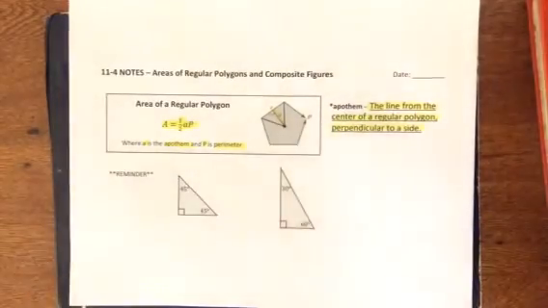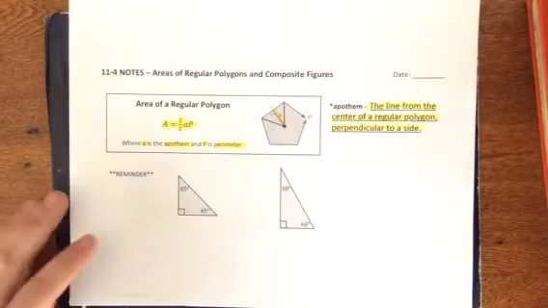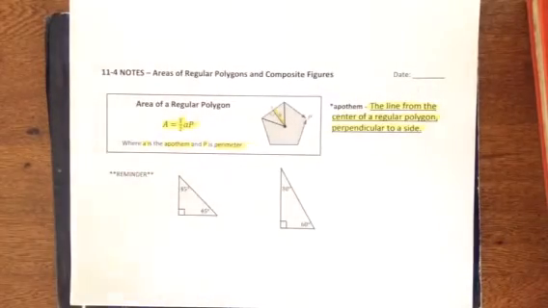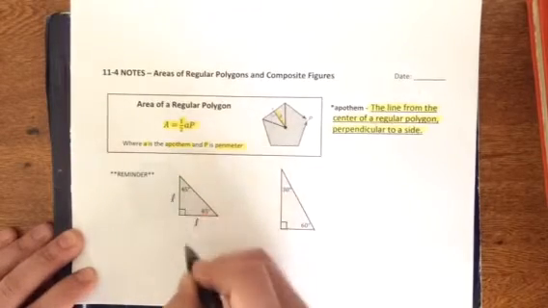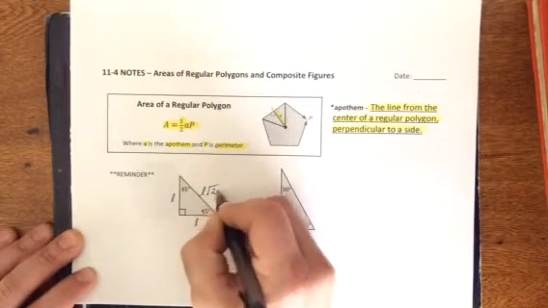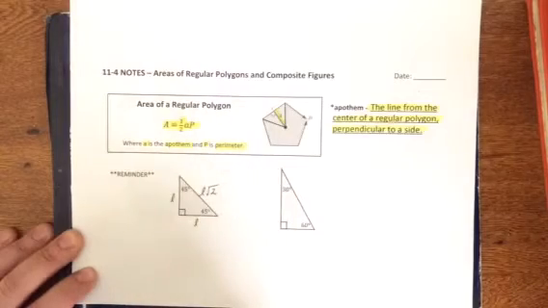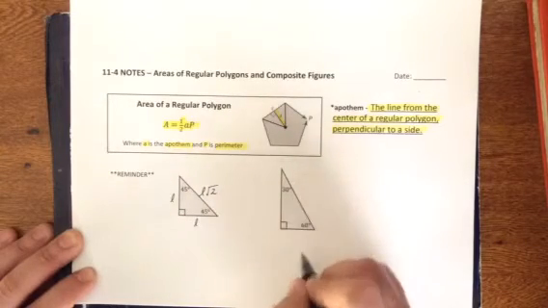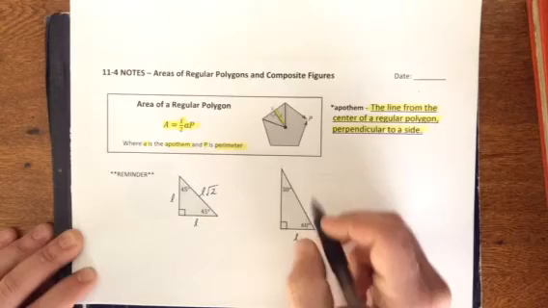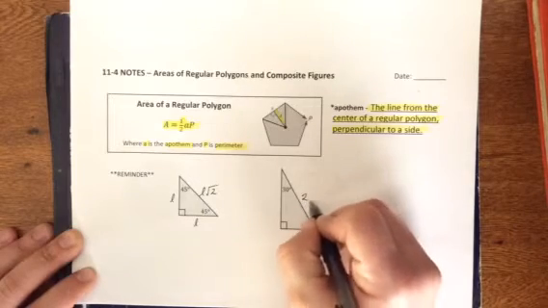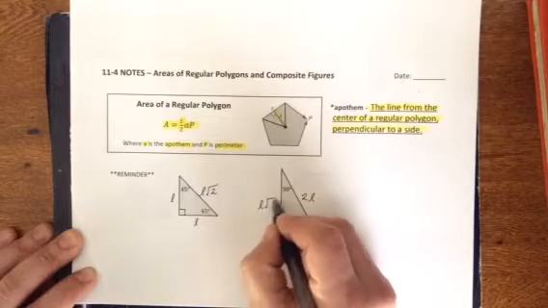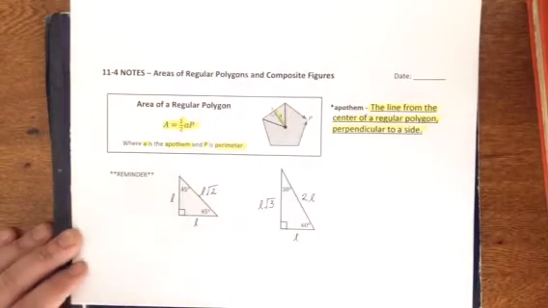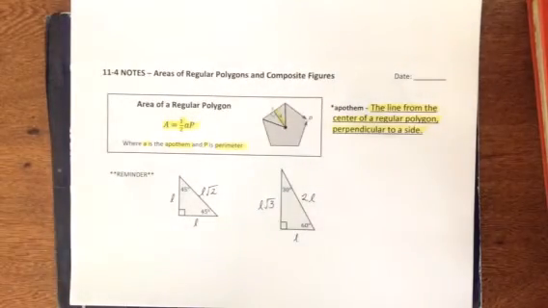Now before we get going too much further, we want to look at a reminder about special right triangles. In a 45-45-90, the leg length times square root of 2 gives you the hypotenuse length. And in a 30-60-90, the short leg times 2 is the hypotenuse, and the short leg times square root of 3 is the long leg. That's going to be really important for us to remember as we go about doing these examples.